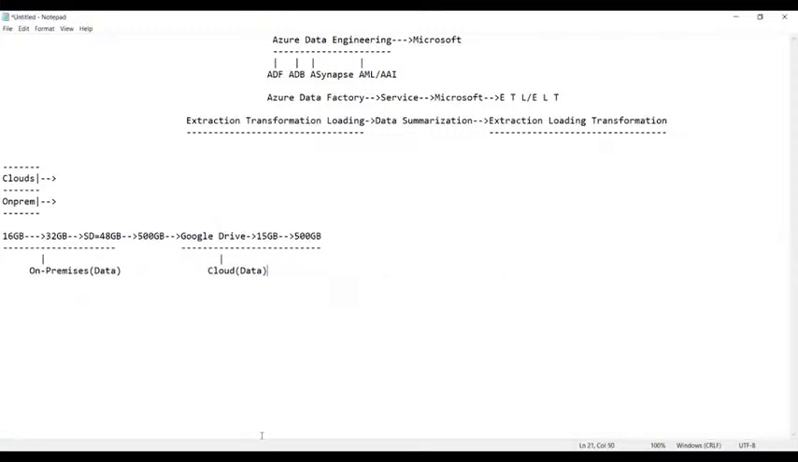Now, many of us, almost every one of us nowadays, are we storing data on an SD card? No, we are not. Most of us are not storing it on an SD card. We have moved from physical data to cloud data.